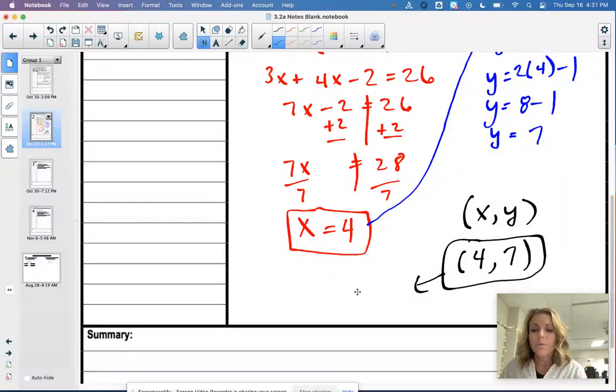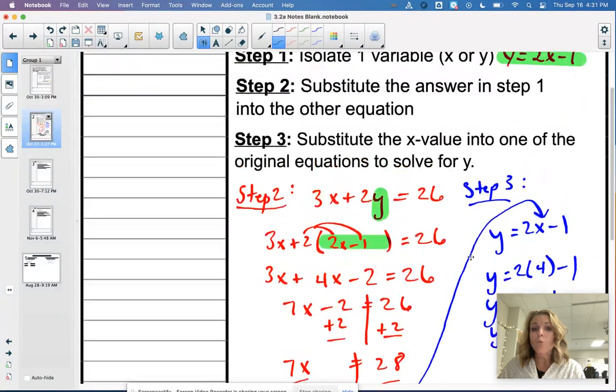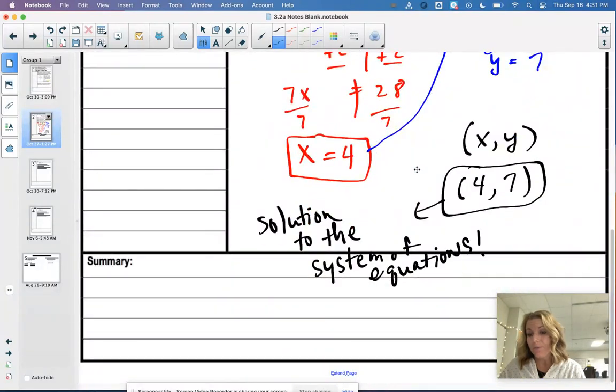That right there is the solution to the system of equations. Now, these numbers are nice whole numbers, natural numbers, integers. So if I would have graphed both of these lines, they would have intersected at the point 4, 7. We would have gotten the same answer.